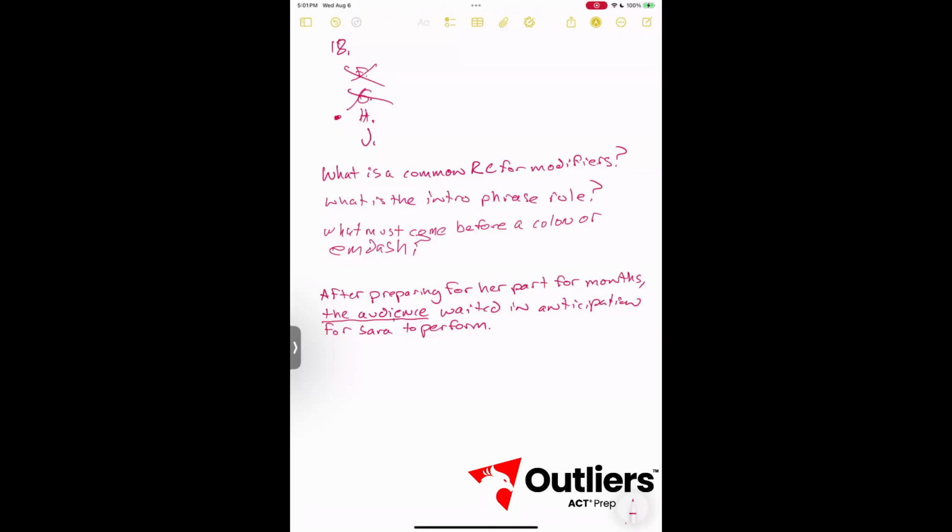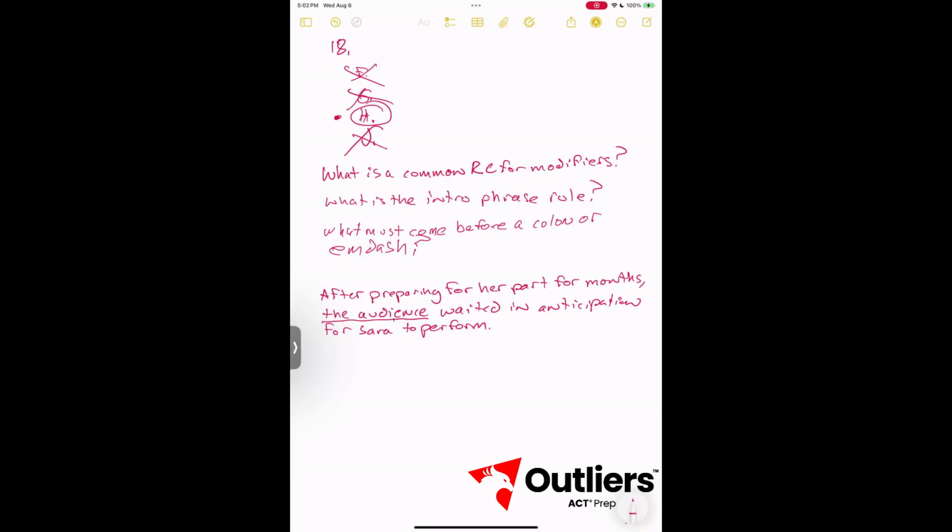But what's problematic with this is that we have an em dash that does not have an independent clause before it. And that problem is solved in answer H. The insects are, and then it gives the long name for the insects. So it has an independent clause before the em dash, and it correctly addresses the intro phrase rule by having the insects immediately after the intro phrase.